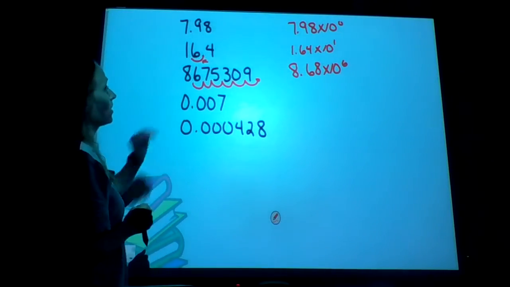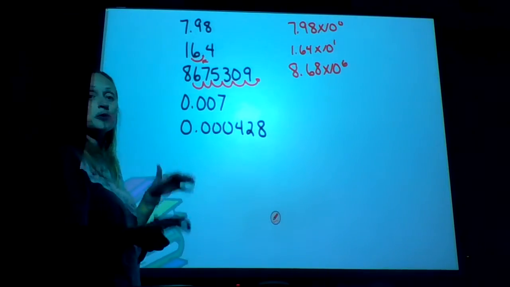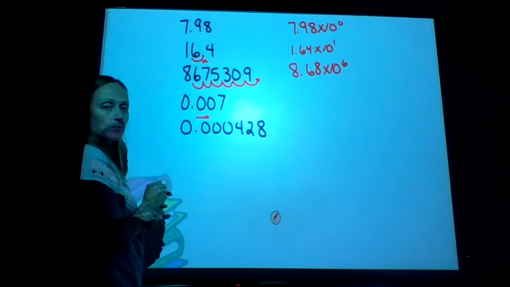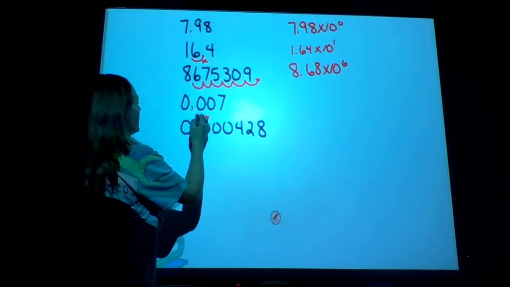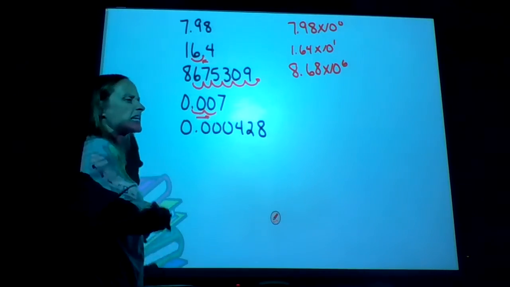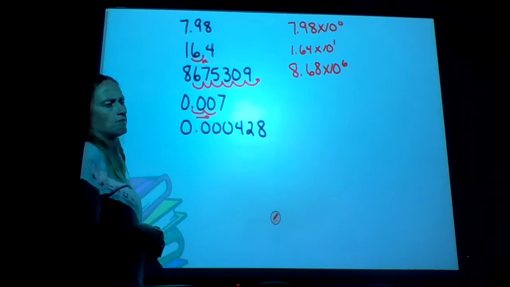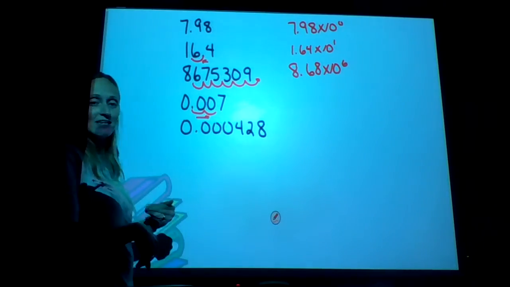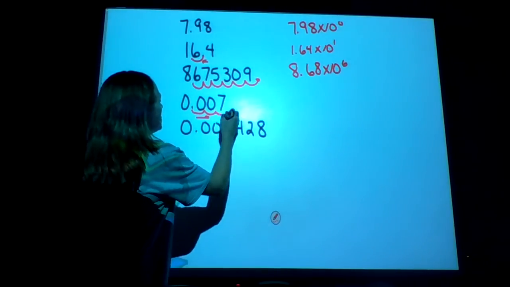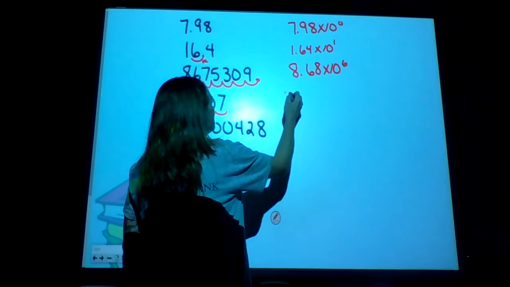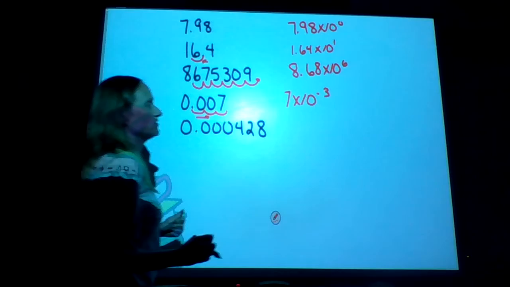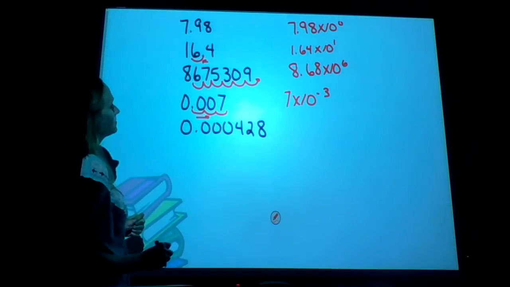If we look at our fourth number here, our number is less than 1. So this time we're going to move it to the right. How many places will we move our decimal point to the right? 1, 2. If we stop there, does 0.7 fall between 1 and 10? No, because 0.7 is less than 1. So we're going to go one more spot over. So that's 7 times 10 to the negative third.